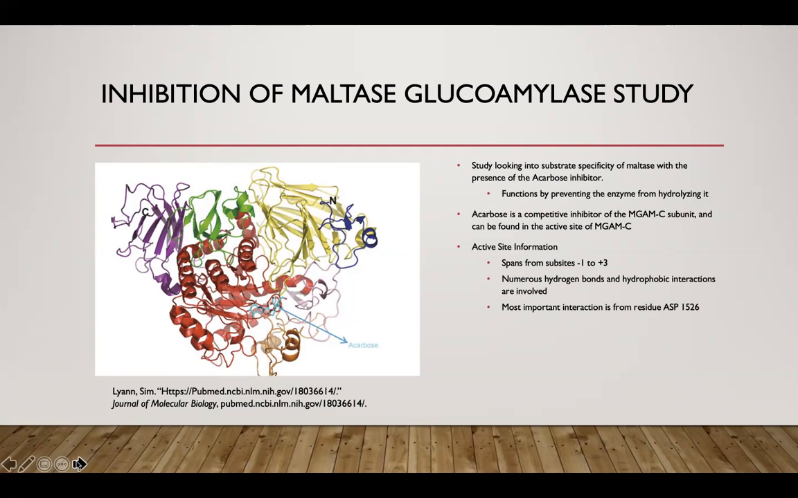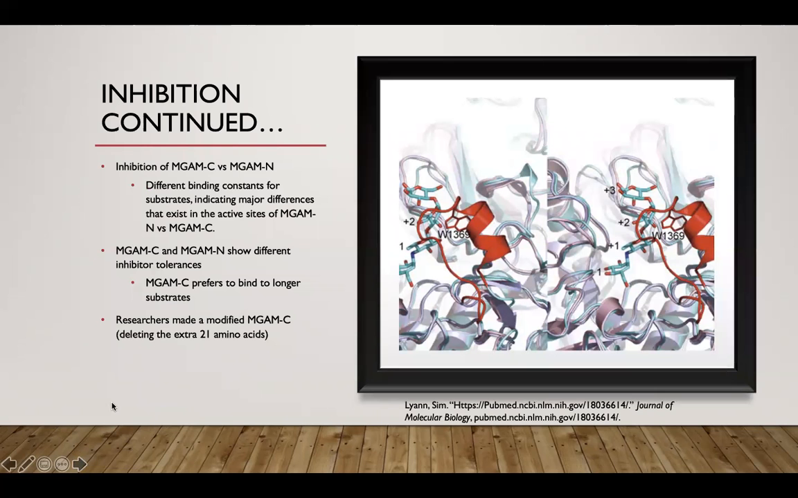Now that I've discussed some of the important factors between MGMC and arquebus that the researchers noted, they next wanted to take the information they already knew and compare it to the MGMN subunit. More importantly, looking at kinetic data, inhibition, substrate specificity, and structure differences. Now that we have some important factors of this experiment and how MGMC interacts with arquebus, it is now time to look at how arquebus reacts with MGMN and how the two subunits compare.